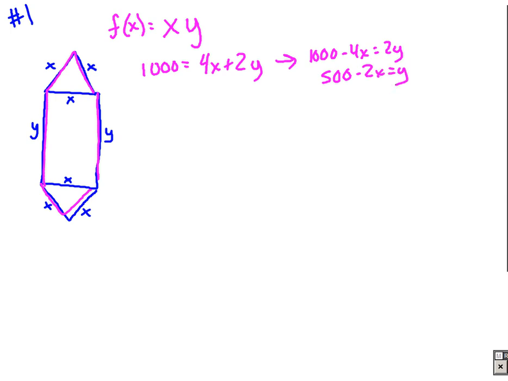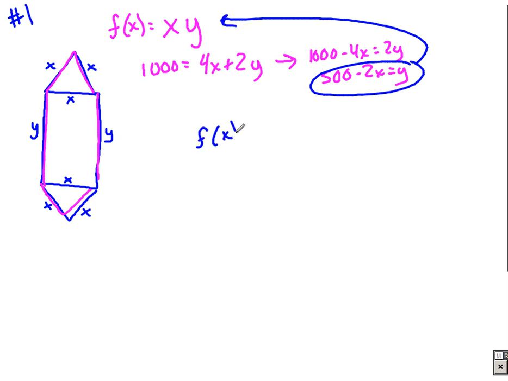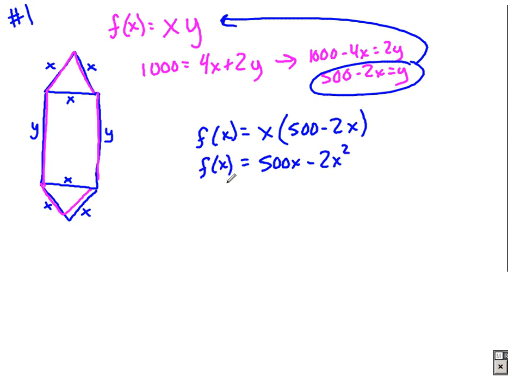What I'm going to do is take this for y and plug it into that equation. So now my f of x will equal x times y, or x times this equation, 500 minus 2x. From there, can I simplify it? Yes, make it 500x minus 2x squared. That looks a lot nicer. And at this point, if I want to find a maximum or a minimum, I'm going to take a derivative. So, when I take the derivative, f prime of x will be 500 minus 4x.